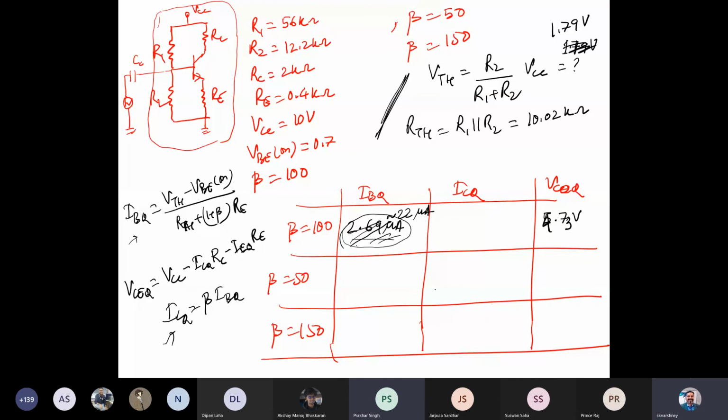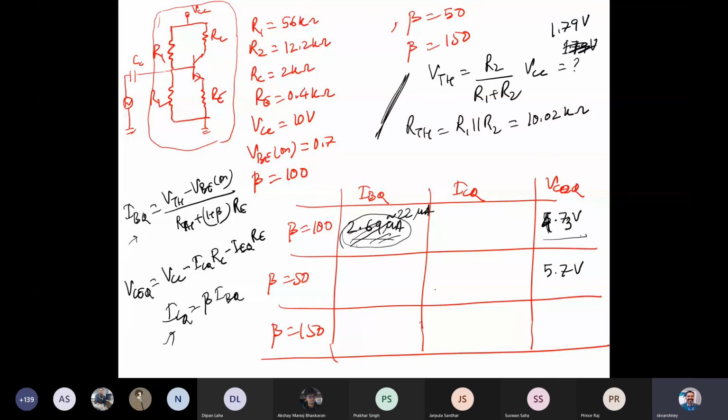For beta equal to 50, it is 5.7. So what you can see is 4.73 volt. The output voltage is positive, so that confirms that the transistor is in forward active mode, right? The VCC here is 10 volt, so it's nearly half. That means the Q point is set somewhere around the middle of the load line, right?